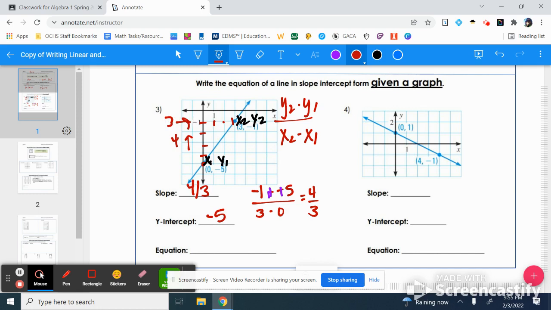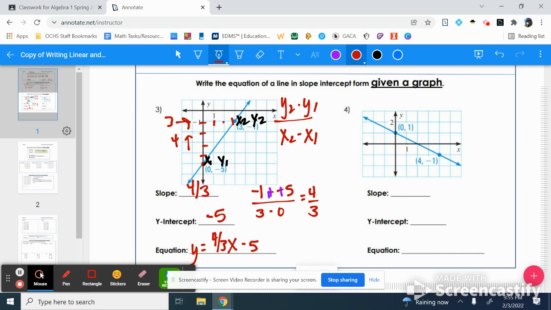And then as we get ready to plug this in for the equation, it's always y equals mx plus b, so y equals 4/3 x. We want to leave the x in the problem because it is an equation, and my y-intercept is -5, so -5.